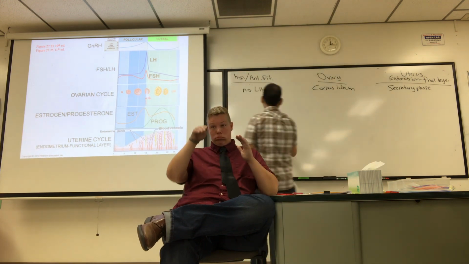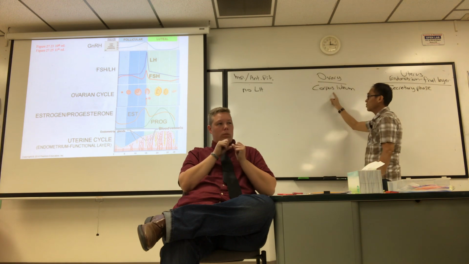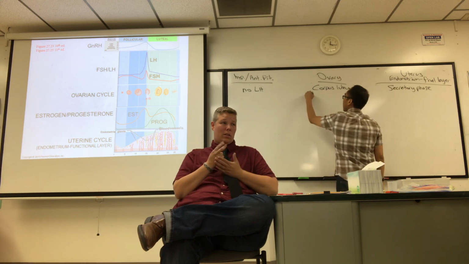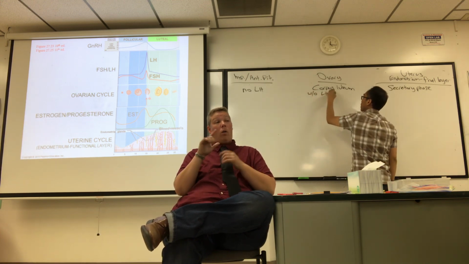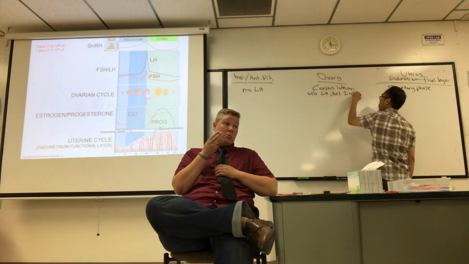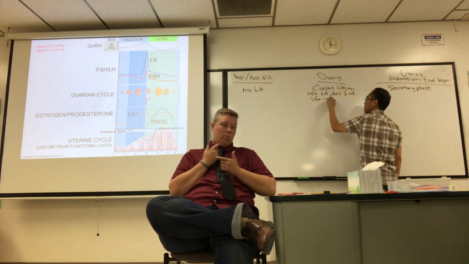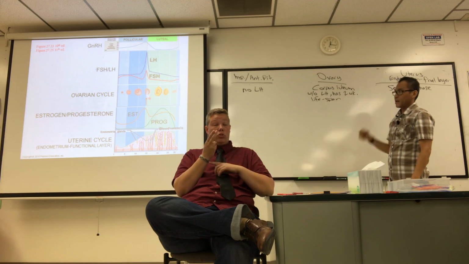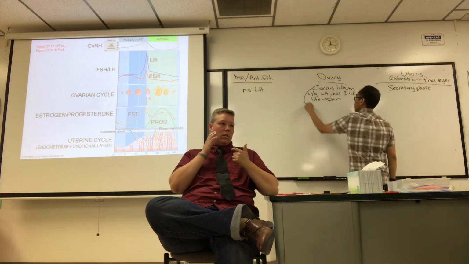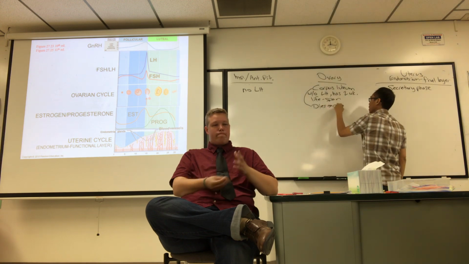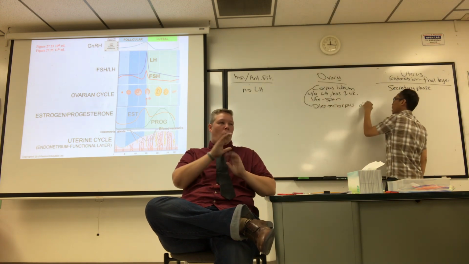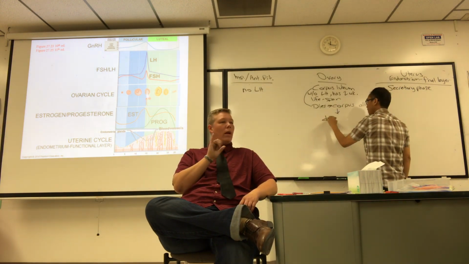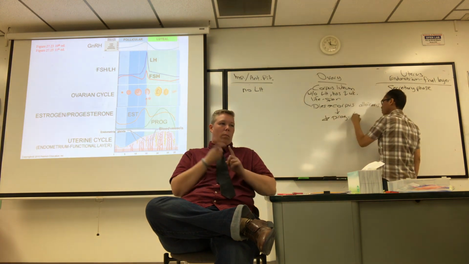Why? Here's why. With no LH to sustain corpus luteum, the corpus luteum has about a 2-week lifespan. Without LH, it can't live, it'll die. It dies, it becomes corpus albicans. Corpus albicans, but this is why you get this huge drop-off of progesterone as well as estrogen.